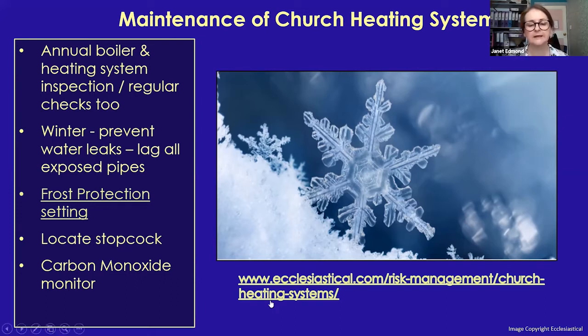There is a link here at the bottom to Ecclesiastical. Again, there's a really good little article there to look at risk management of your heating systems. You can click on that link and read that article. And I think the important thing with heating is to remain vigilant throughout the year at all times.